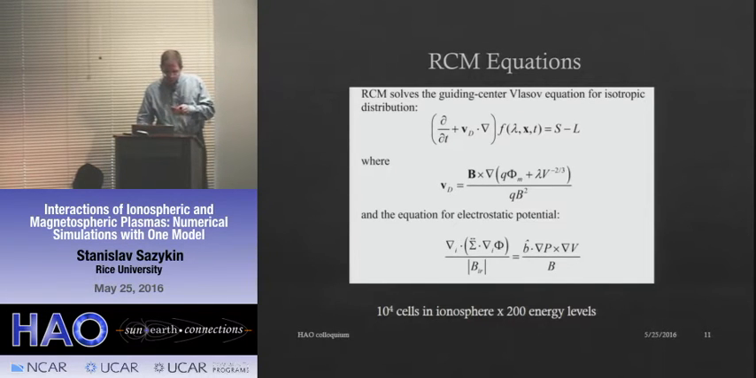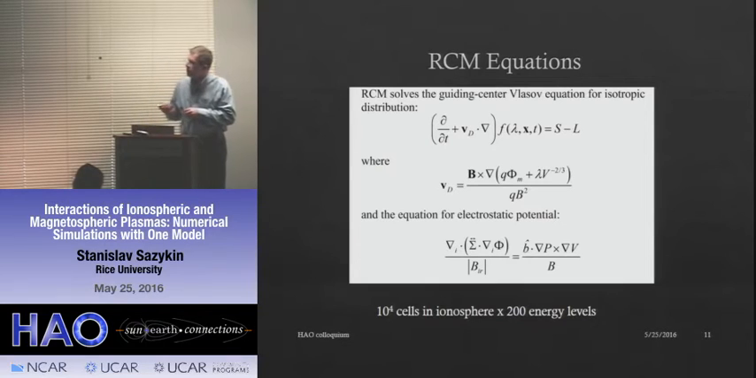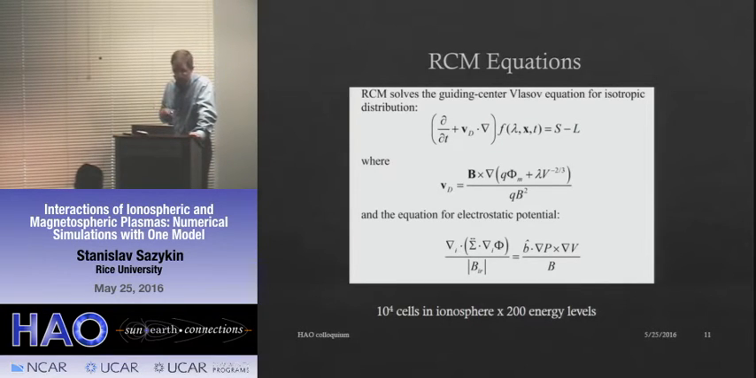And computationally, what we use in that model is on the order of 10,000 grid cells in the ionospheric spatial grid, and about 200 energy levels, because you have to solve in the energy space too. And so it just turns out to be about 2.5 million grid cells total again.